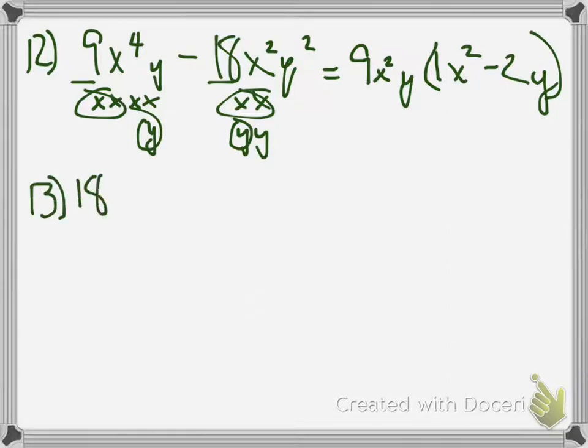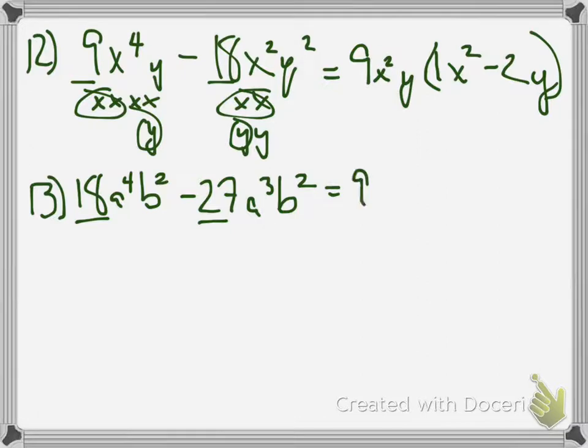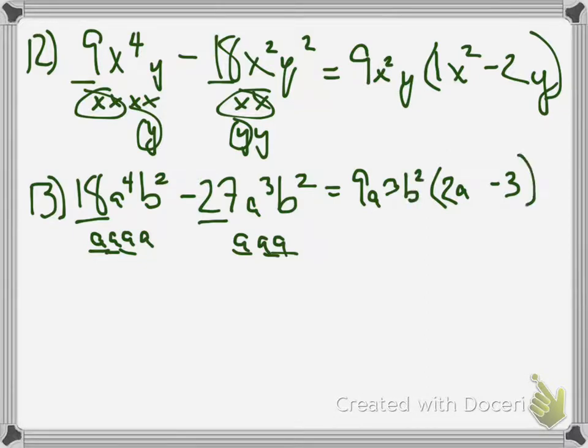Okay, let's look at 13. You've got 18a to the fourth b squared minus 27a cubed b squared. When you've got something like this, guys, with a lot of extra exponents, think greatest common factor. The largest number that will go into 18 and 27 is 9. That would leave me with 2 and 3. I have 4 a's here and 3 a's here, which means I can take out a cubed, and I'm left with an a for the first one. On the b's, I can take out the b squared and be left with no b's inside. Yay! That one's easy.